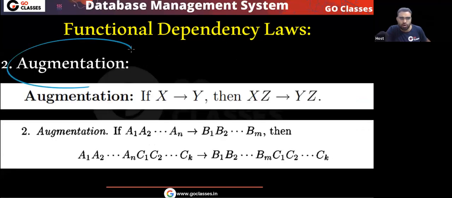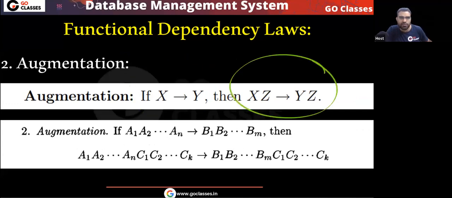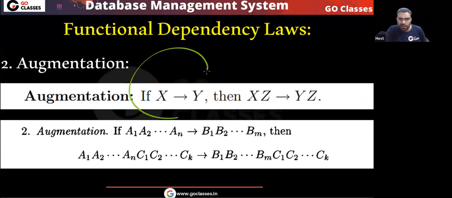Now let's see the next rule. The next rule is augmentation. This rule says that if X determines Y, then XZ will determine YZ. This is the augmentation law. Can you prove it? Before proving it, let me tell you something.